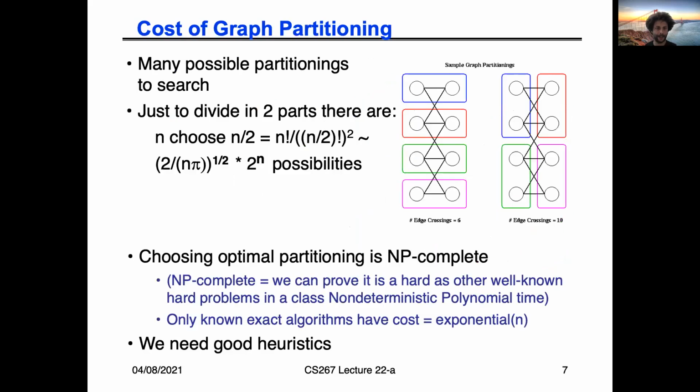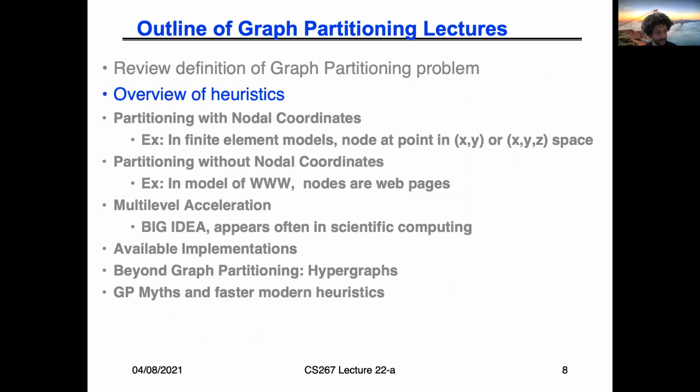Graph partitioning is provably exponential in some, okay, NP complete, actually. We don't know if it's exponential, but we strongly believe that is the case. What that really means is we need really good heuristics to solve this problem. So we cannot really solve the problem exactly. And luckily, we have a lot of them.